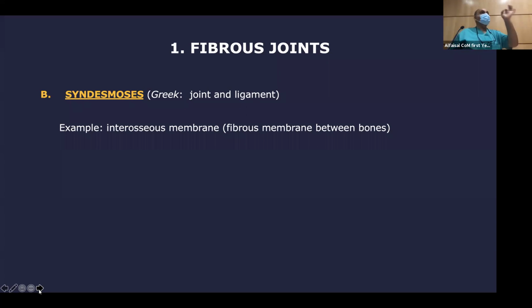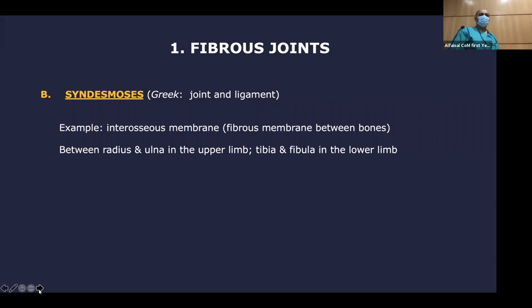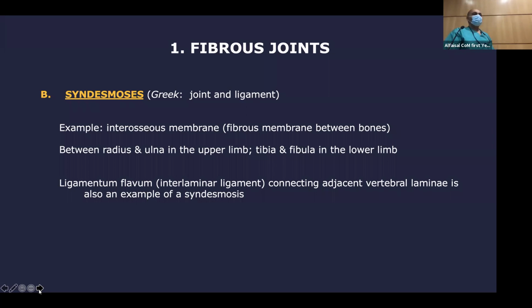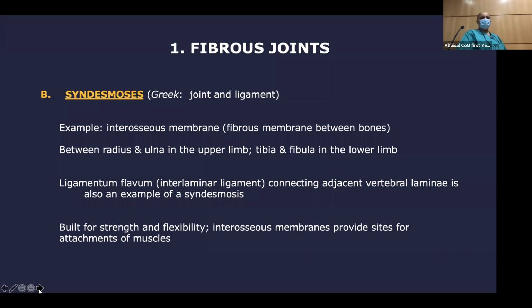Guys, this membrane is super strong. It is even helpful in weight transmission. So, between my radius and ulna, and then ligamentum flavum, where it is between the vertebral laminae, the parts of the vertebrae. Maybe this term is new to you. They are built for strength and flexibility, but we don't have too much movement.